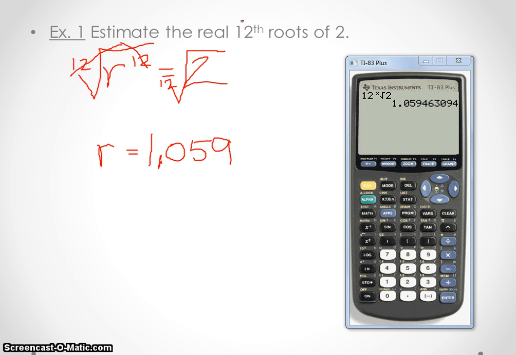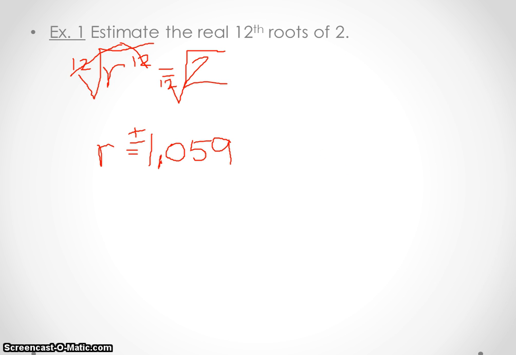As you can tell, with even powers, remember every time you take your square root, you have to have your plus minus. So even powers will always have a plus minus on them. So we actually have the plus 1.059 and the minus 1.059. So there you have it.